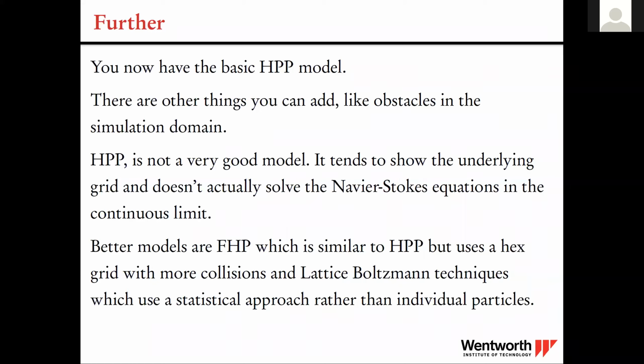Better models are things like FHP, which are similar, but actually use a hex grid. So that leads to more possible collisions. And then there's statistical techniques like lattice Boltzmann and stuff. So this was meant to show you the very beginner stuff for fluid dynamics with CA. You can take this much further. You can mess around with the HPP model. You can try to code an FHP model, which is a little bit more difficult, but gives you more realistic looking fluids. There's lots of cool stuff that you can do with this.